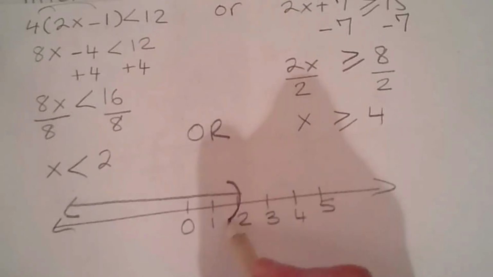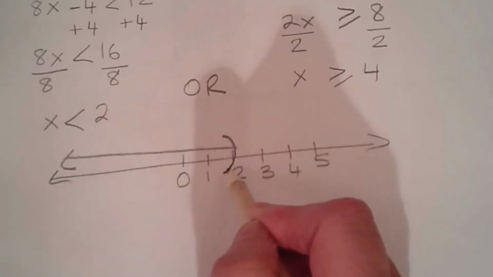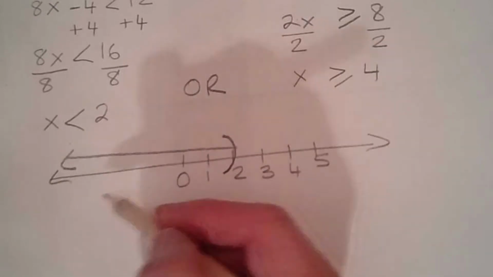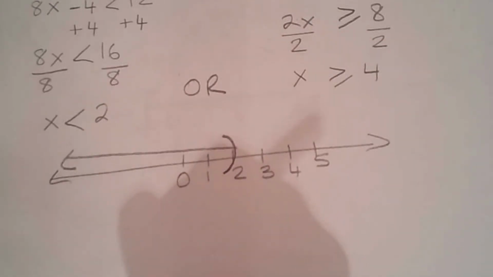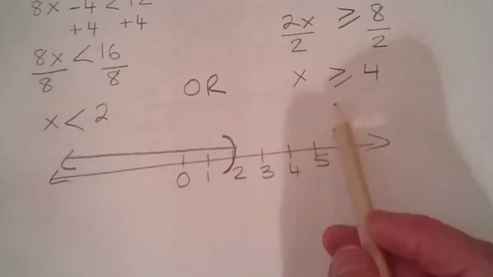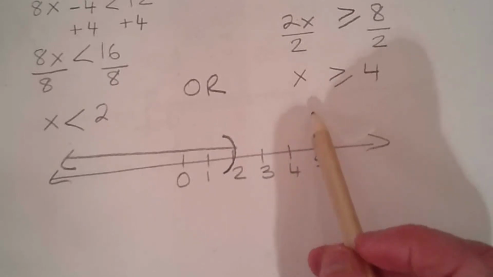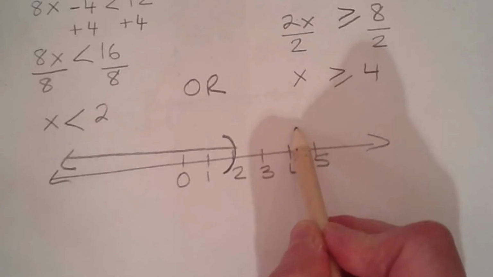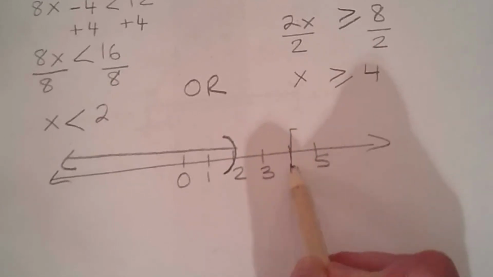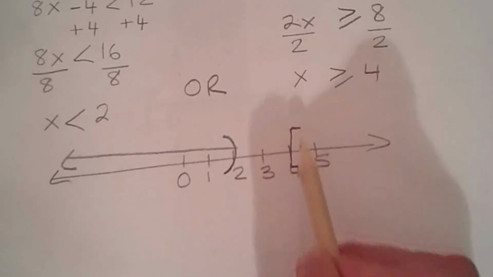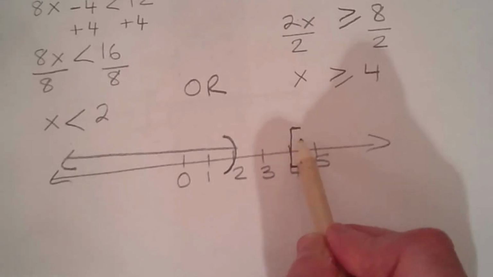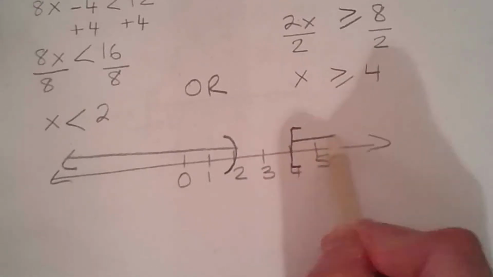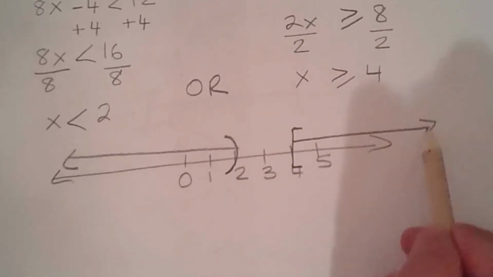So less than 2 here too, it was not included. That's why we graphed the open parentheses, and anything to the left of 2 is x less than 2. Now we have to graph x greater or equal to 4. So 4 is included in the solution. So we're going to have a bracket on 4 and x greater or equal to 4. So anything to the right of x equal 4.